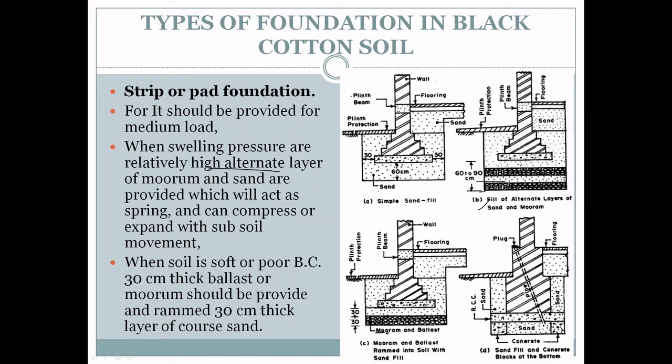When the soil has high swelling pressure and high shrinkage properties, after compacting the base of the trench, 25 to 30 centimeter wide and 25 to 30 centimeter thick strip concrete is laid and compacted on both sides. In this figure you can see sand is filled in the middle. Above this the foundation concrete is laid. If the soil has high swelling pressure, then this type of arrangement may be done.